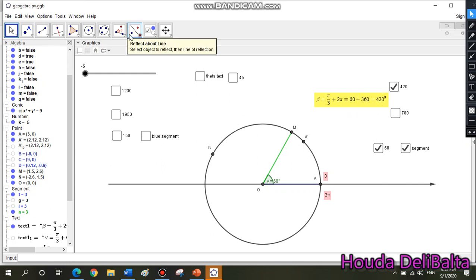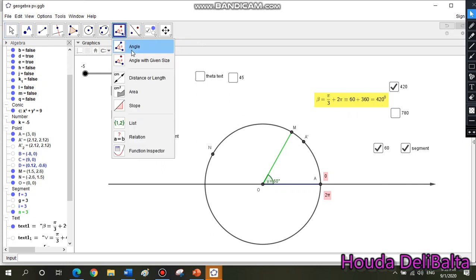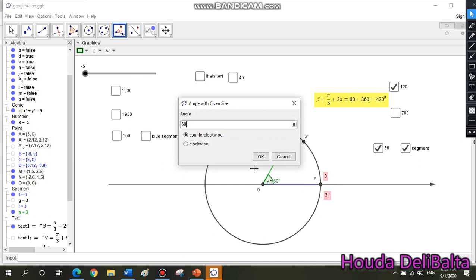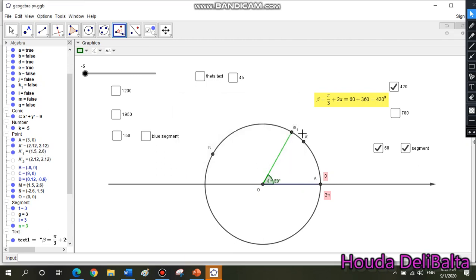Let's make sure and plot this angle using angle with a given size. I'm going to plot the angle whose measurement is 420. I write here 420 and okay. Then as you see, the end point of the new arc is A1 prime. It's confounded with M.